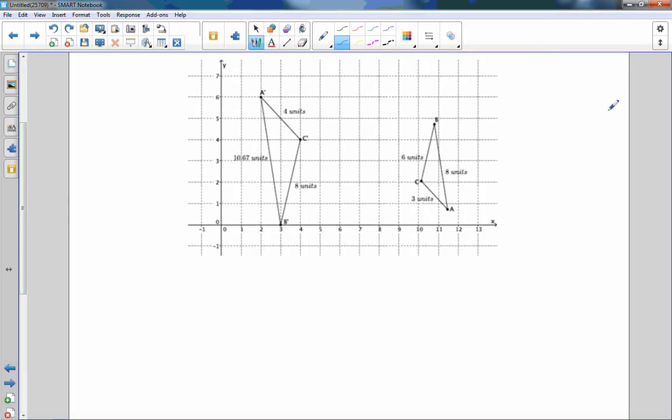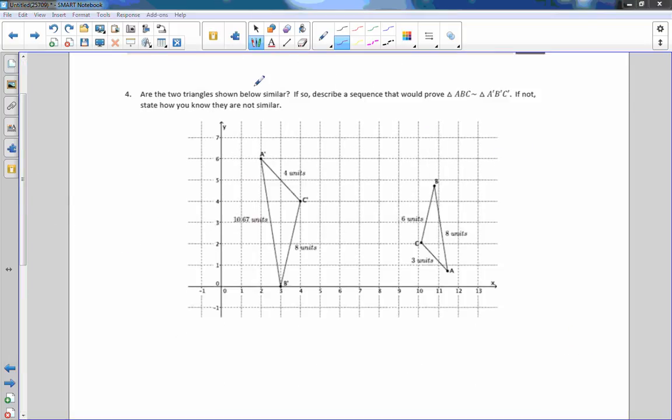Number 4. Are the two triangles shown below similar? If so, describe a sequence that would prove triangle ABC similar to triangle A prime, B prime, C prime. If not, state how you know they are not similar. So the first thing I would do is say AB is to A prime, B prime equals BC is to B prime, C prime, and see what those equal. And AC is to A prime, C prime, and see what those are equal to.